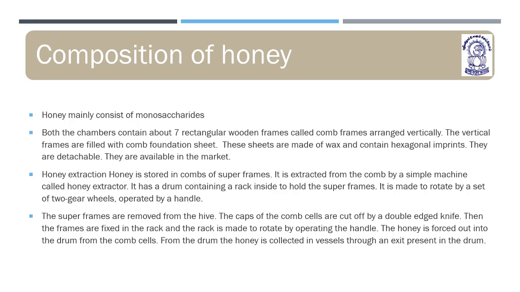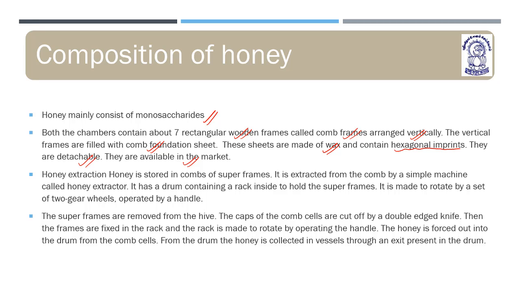So honey mainly consists of monosaccharides. When beekeeping is done commercially, there are around seven rectangular wooden frames, known as comb frames, arranged vertically in the chambers. The vertical frames are filled with comb foundation sheets. These sheets are made up of wax and contain hexagonal imprints. They are detachable and available in the market.